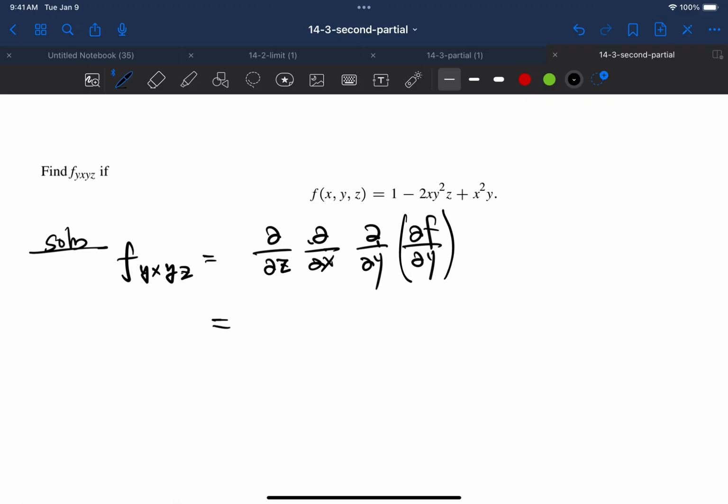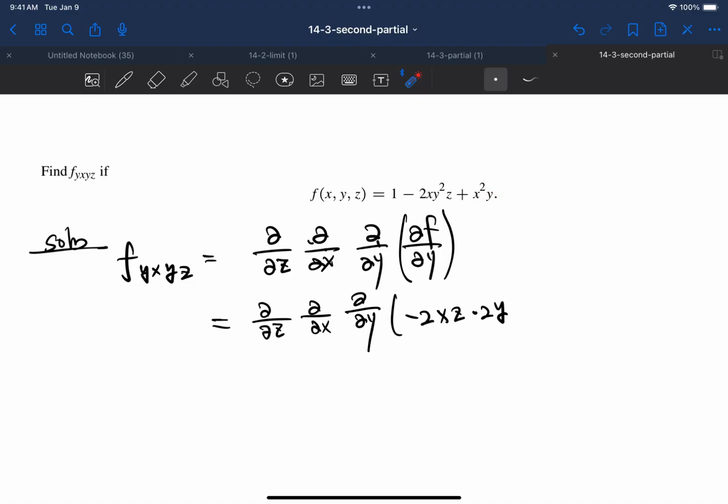So we first do this with respect to y, which means the constant's derivative is 0. And here 2xz are constant. Y squared derivative is 2y. So I'm going to copy everything in front of the parentheses, and inside is negative 2xz. This is the coefficient of this term, and y squared derivative is 2y, and x squared y. This is the coefficient. Y derivative is 1, so it's basically x squared.